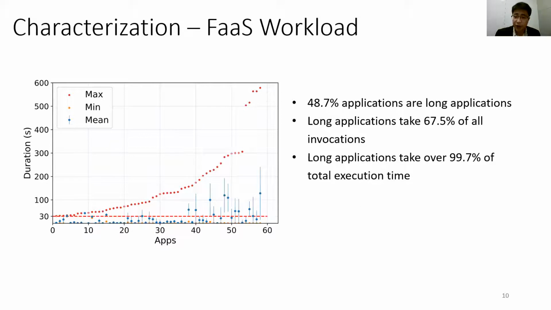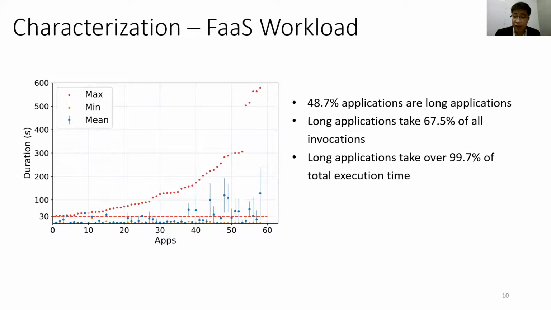If you look at the trace from the applications angle, the trends are actually exacerbated. So 48.7% of applications turn out to be long applications, and these long applications take over 67.5% of all the invocations and 99.7% of total execution time. So long applications take over even more computation power than long invocations.